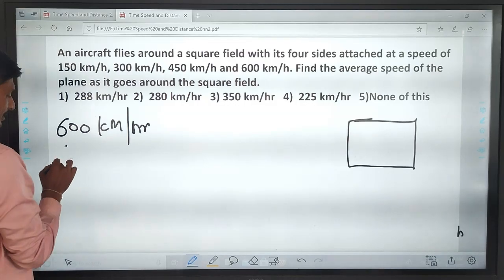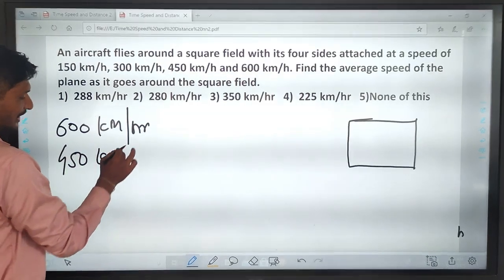The speeds are 600 km per hour, then 450 km per hour, then 300 km per hour, then 150 km per hour. Then we take the distance as the LCM of these four. The LCM of 600, 450, 300 and 150 is 1800. Here we take the distance as 1800 km.